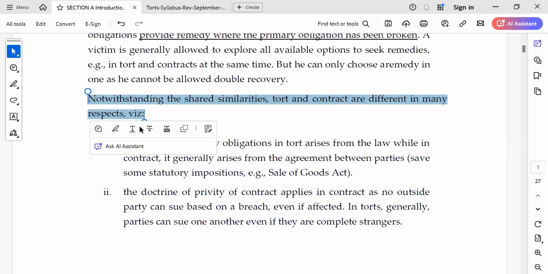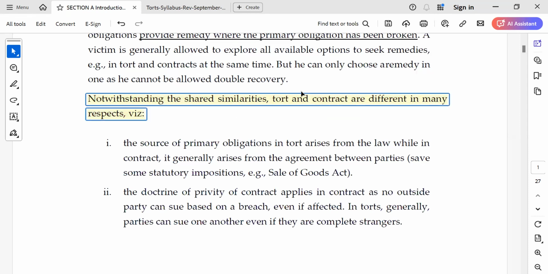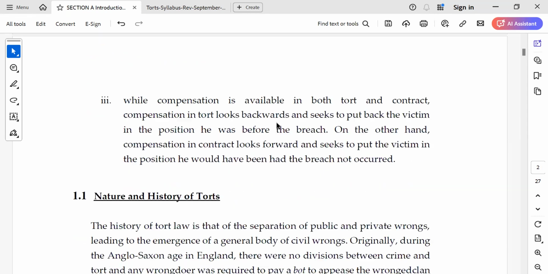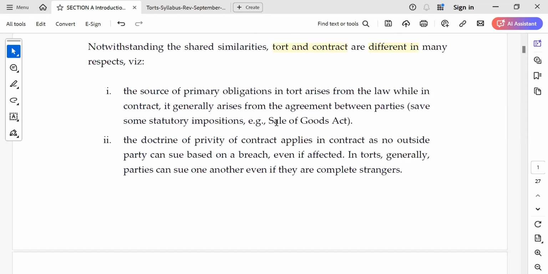Now this you can mark it. You can mark it for the difference, right? So the differences between tort and contract, mark it. There are 3 points that we discussed first. So first one is the source of primary obligation in tort arises from law, while in contract it generally arises from the agreement between the parties.